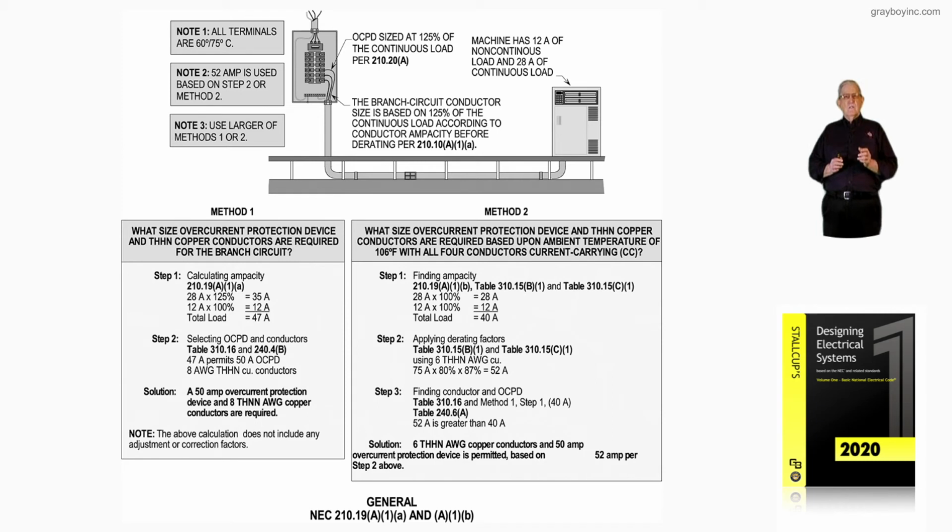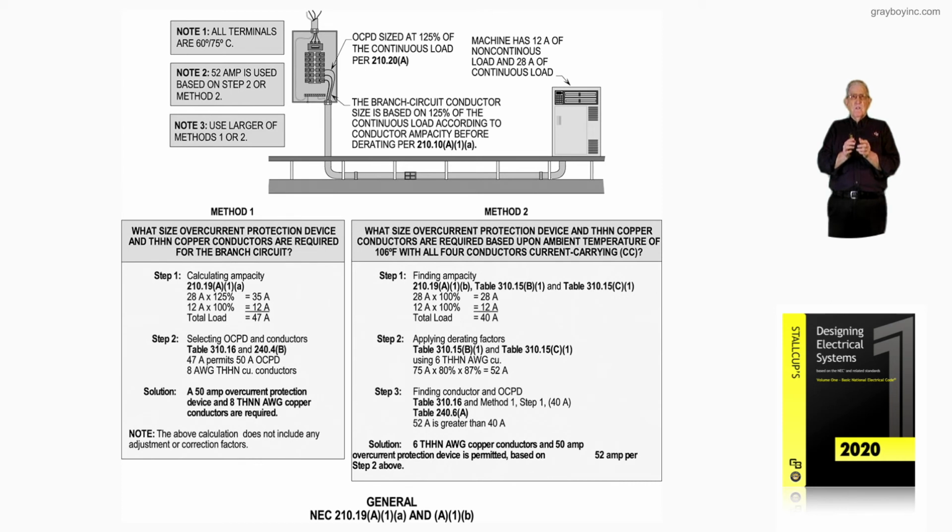Now, notice we rounded down to 50 amps here in method 2. Now, which is the largest conductor? The number 8 in method 1 or the number 6 in method 2? Well, naturally, the number 6 is the largest conductor, and that's the one we'd have to choose, because the adjustment factors and the correction factors required a larger conductor than the 125% rule plus the non-continuous rule in step 1.